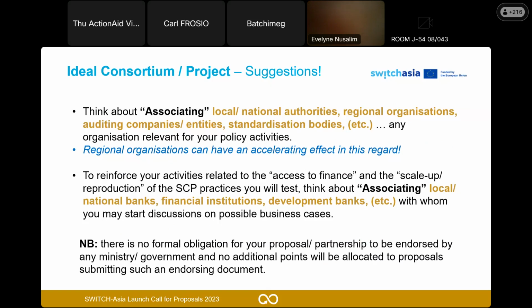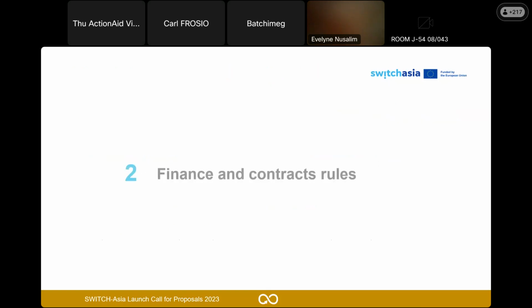There's no formal obligation for your proposal partnership to be endorsed by any ministry or government, and no additional points will be allocated to a proposal submitting such an endorsing document. Now, I pass the floor to my colleague, Gelsomina, and I will stop sharing now.